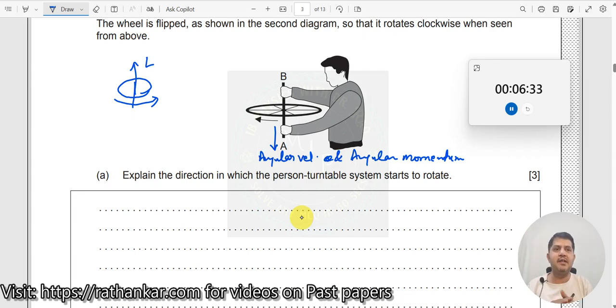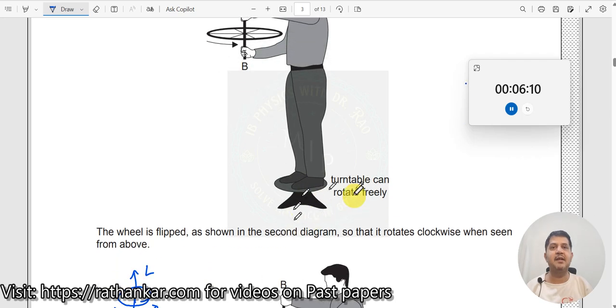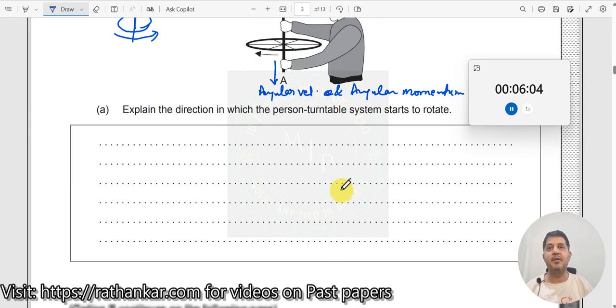Now we know from conservation of angular momentum, when no external torques are being applied, angular momentum is conserved. Which means, in order to conserve it, if I flip the wheel like this, I am changing my direction of angular momentum. So for the net angular momentum to be 0, what should I do? As a person standing here on the turntable, I am also free. So I should be rotating in the opposite direction.